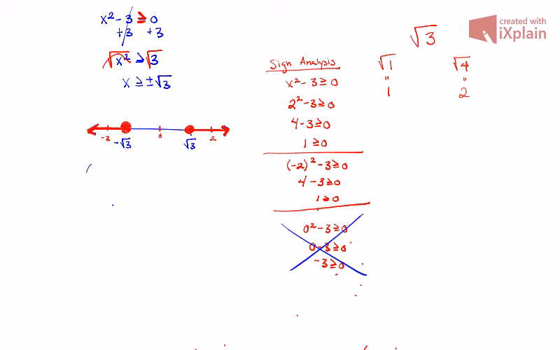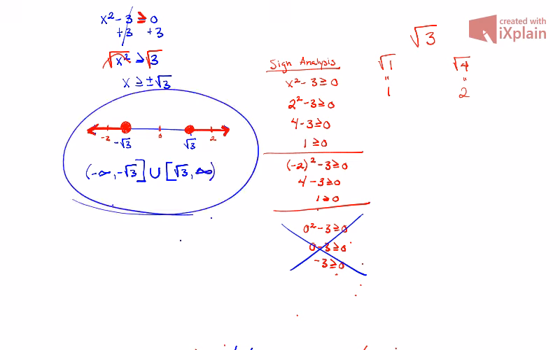So my interval then will go from negative infinity to negative root 3, but we want to include that because of the inequality that we're working with, that greater than or equal to. So we want to include that value. We're going to union it to hop over that dead space that's happening between the two roots, and then we're going to pick right back up with root 3 to positive infinity. So there are your two solutions. And there you go.